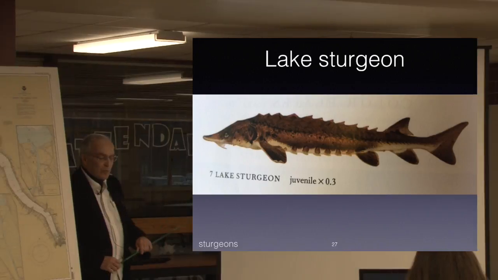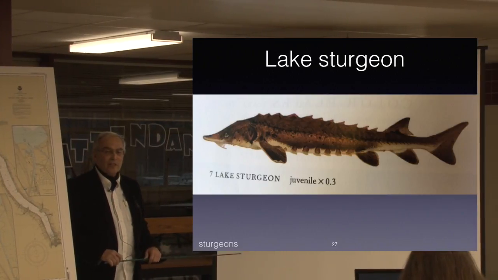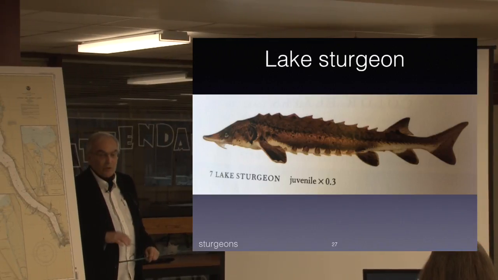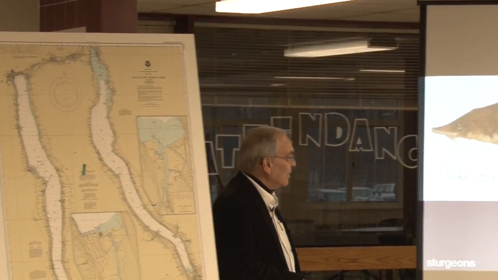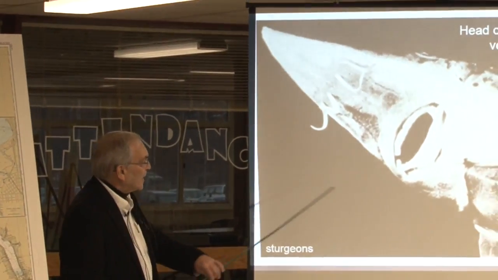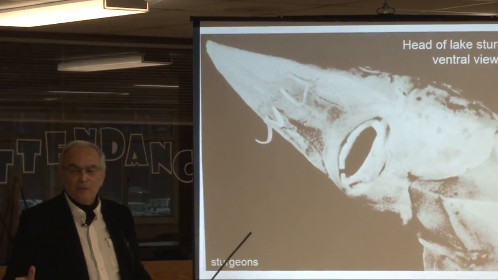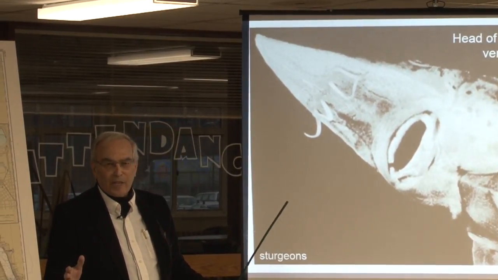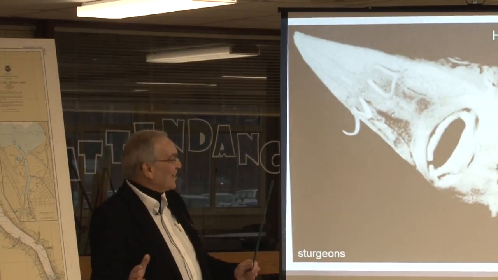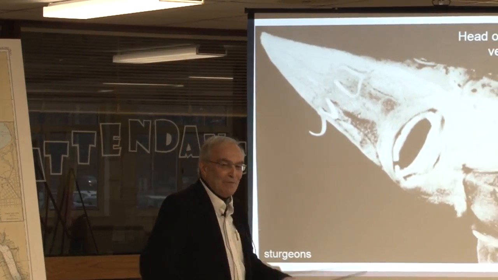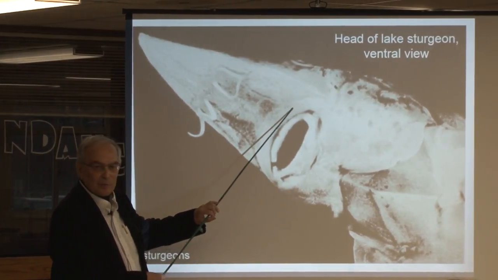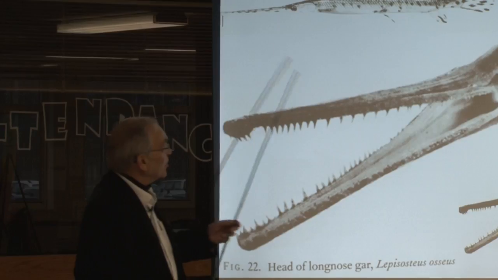All right, this is another primitive fish that's supposed to be in our lake. That would be the lake sturgeon. And they are stocked now, but they are an indigenous species to Cayuga Lake. They get to be 7 feet long, but they don't have any jaws. They just have these nice, big, serious lips here that suck up bottom material.